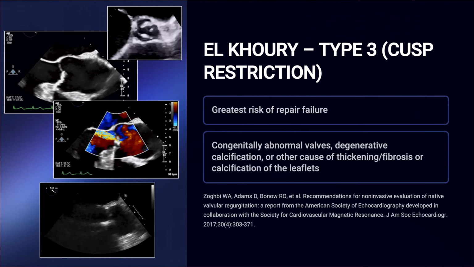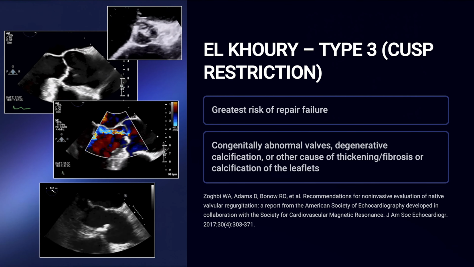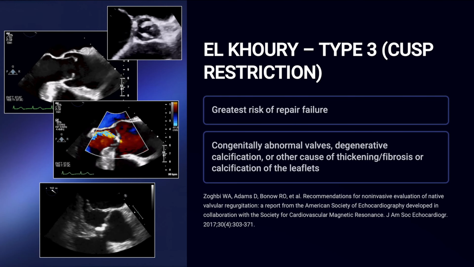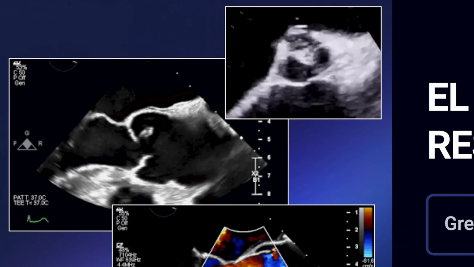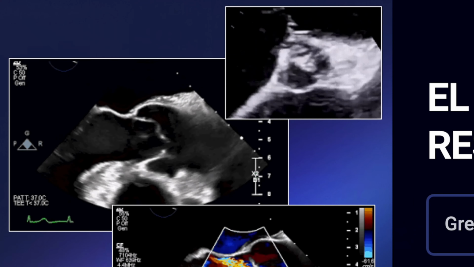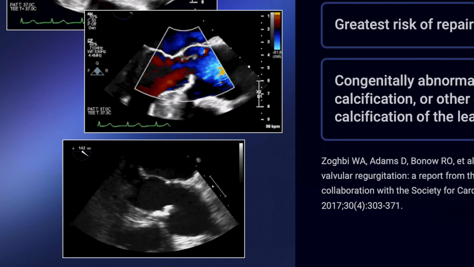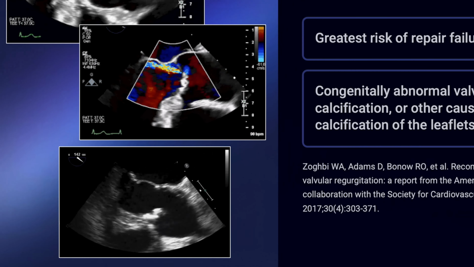The final Khoury class is Type 3, where you have restricted cusp motion. This is especially important for surgeons because this is the greatest risk of repair failure if a surgeon tries to repair the aortic valve. You'll see in these top two clips, you have a rheumatic aortic valve that leads to restricted cusp motion. And in the bottom two clips, you see significant calcifications or a degenerative aortic valve that's leading to aortic insufficiency as well.